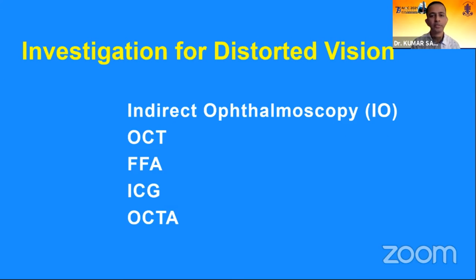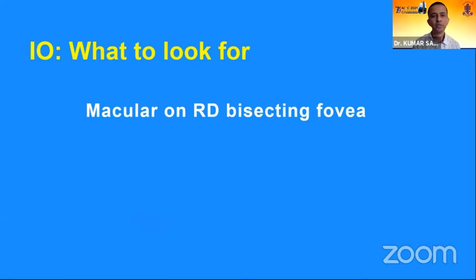So what are the investigations? Indirect ophthalmoscopy, OCT, FFA, ICG, and OCTA. So yes, it is important to do an indirect ophthalmoscopy in a patient who complains of distorted vision, because if a macula-on RD is just bisecting the fovea, the patient will still have 6/6 vision, N6 vision, and he will just see distortion of objects. So 6/6 vision with macula-on RD can have distorted vision. That's why indirect ophthalmoscopy and detailed examination of the periphery is very important.